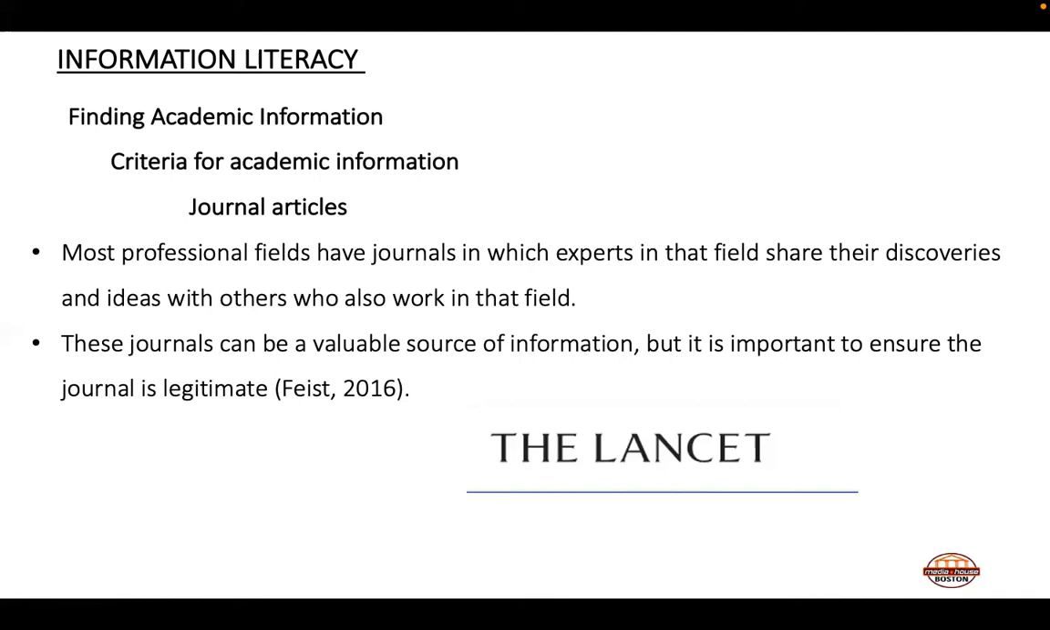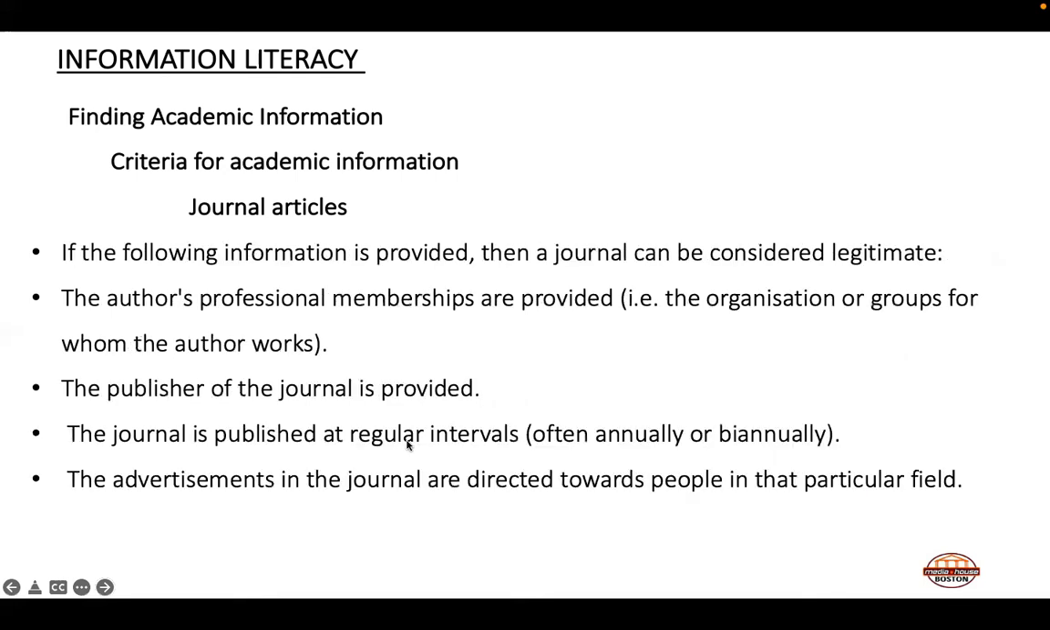So if you look, the Lancet is definitely one example where you can find academic information. So we need to see the author's professional memberships, okay? So who does this author belong to, and what are some of the other works that he or she has written, etc. The publisher of the journal is provided, okay? And it's published at regular intervals, okay? So you'll often find these journals annually or biannually.